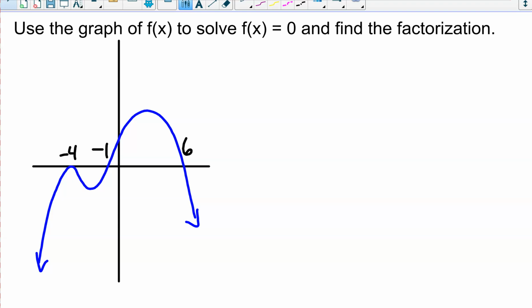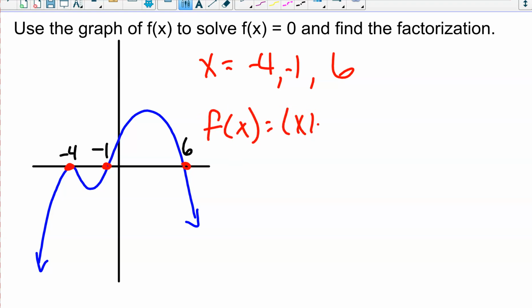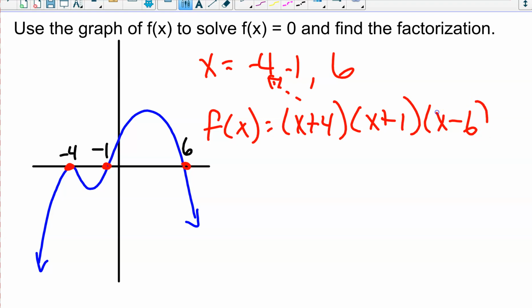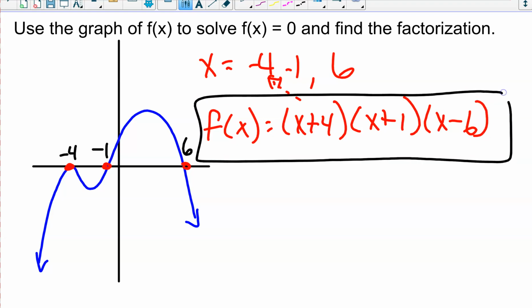Next one, we're doing the exact same thing. So we've got a -4, -1, and a 6. So x equals -4, -1, and 6. So my f of x equals x plus 4. That's the factor that came from. x plus 1 and x minus 6. And that is my final answer on that one.